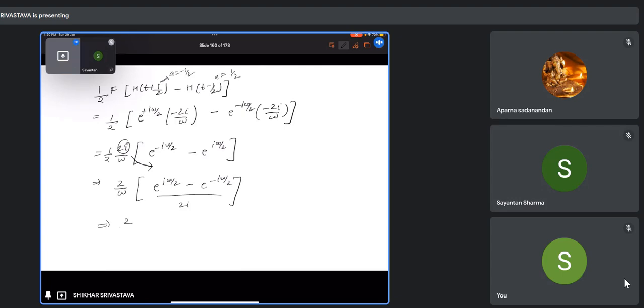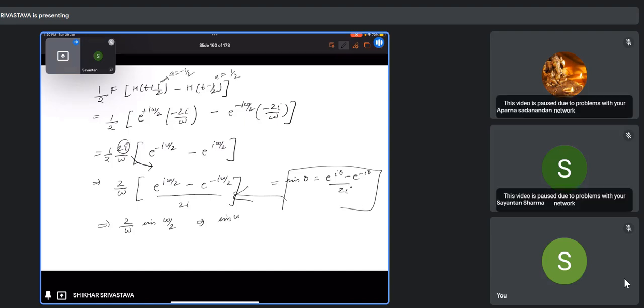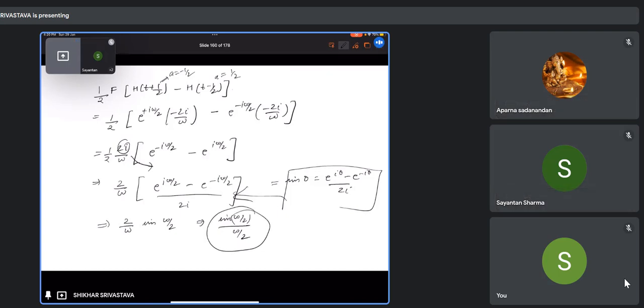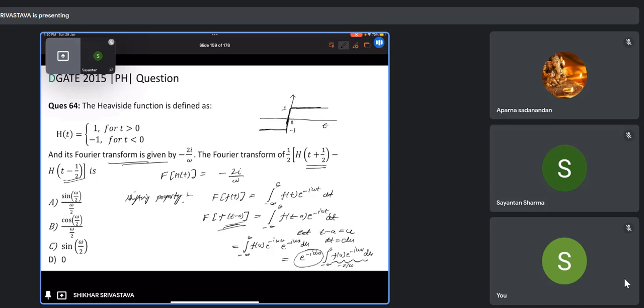Now this you can just easily write as sine of omega by 2, because we know that sine of theta is exponential I theta minus exponential minus I theta upon 2i. So just using this we can write this as sine of omega by 2 upon omega by 2. So this is finally what we got as the Fourier transform for this question. So option A is the correct option for this question. Is it clear, this one?